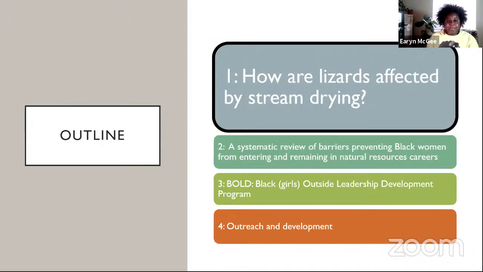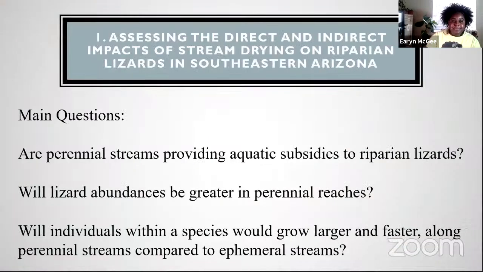So starting off with some lizards. I was really interested in lizards and their diet. So are they eating emerging aquatic insects from stream systems? And so some of our main questions for this chapter were, are perennial streams providing aquatic subsidies to riparian lizards? Will lizard abundances be greater in perennial reaches? Will individuals within a species grow larger and faster along perennial reaches compared to ephemeral ones?